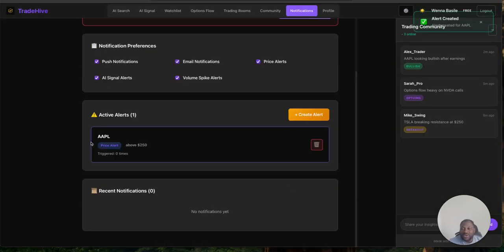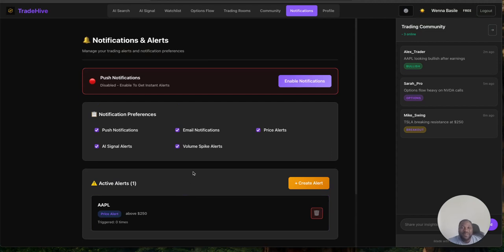Yeah, right? You can create an alert. See, alert has been created. So if this thing goes there, you get an alert. Interesting, right? Interesting applications we build, right?